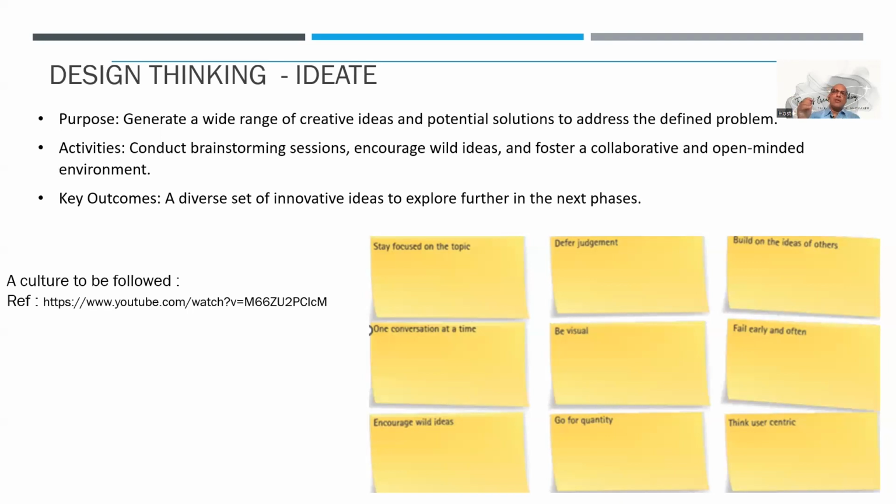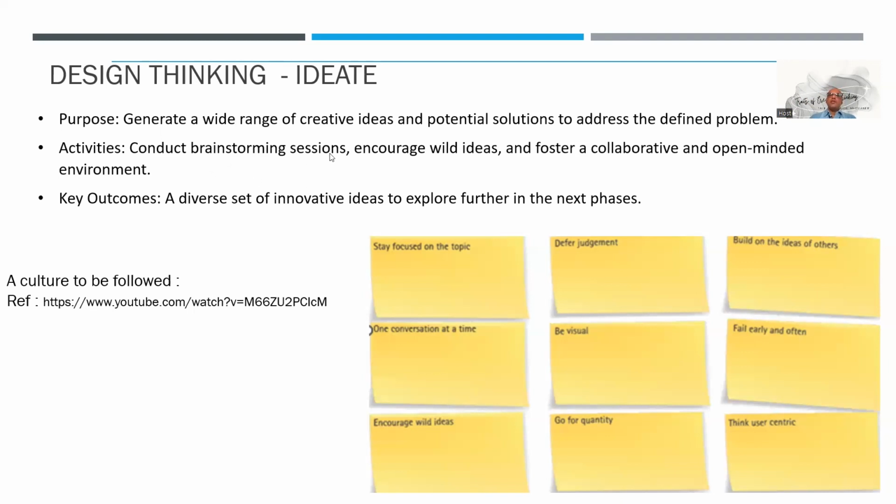Sometimes while explaining, it should not be in text. It is always preferred to be visual. The idea is supposed to be in a way that it can fail early and often. It really doesn't matter to fail early and often. It is always encouraged to come up with wild ideas, and always encouraged to go for quantity. And the most important thing is all the ideas are supposed to be goal-oriented and user-centered.